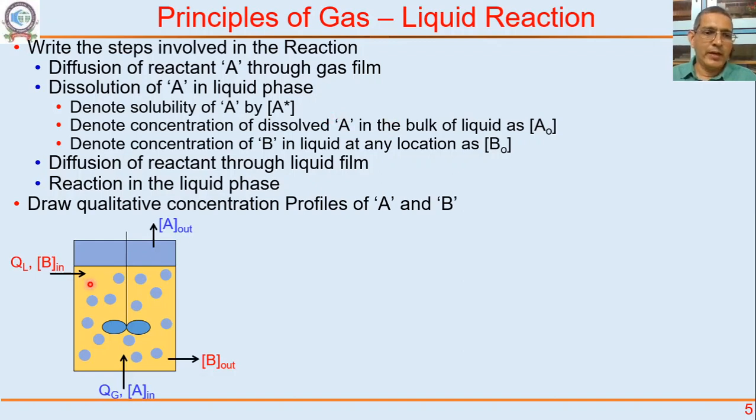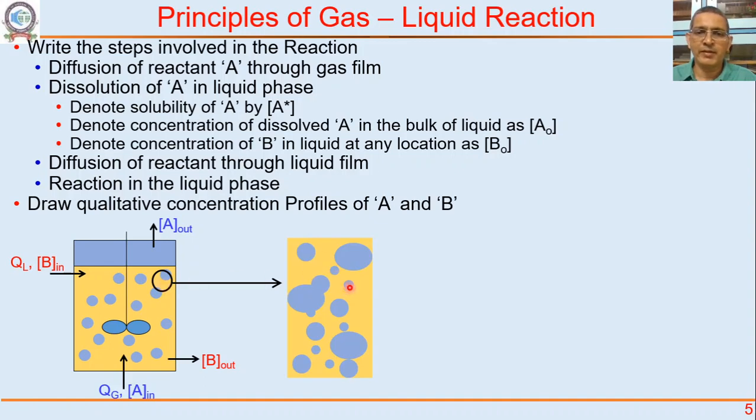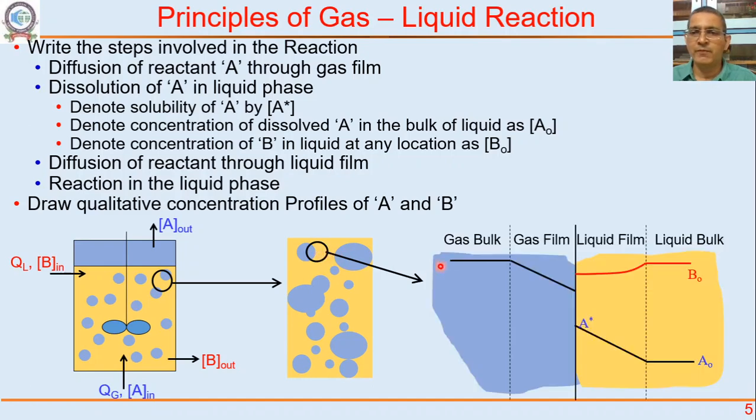Here is how it is going to look. So imagine this is our reactor. Let's look at the vicinity of one bubble. Let's go further and zoom in on any one of the bubbles, say this bubble. Now we will see this blue bubble phase, that is the gas phase, and this yellow liquid phase. This is our interface between the bubble and the liquid, gas and the liquid. On the left side there is a gas film, on the right side there is a liquid film. There is a gas bulk and there is a liquid bulk.